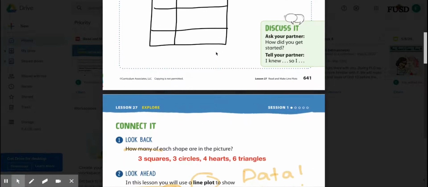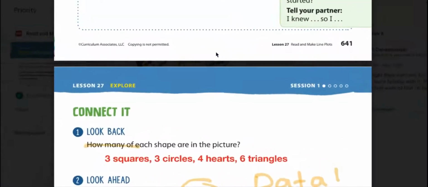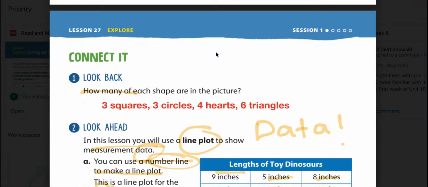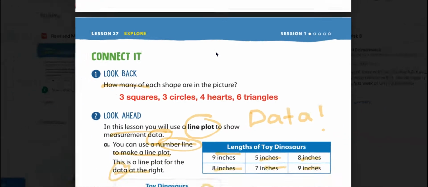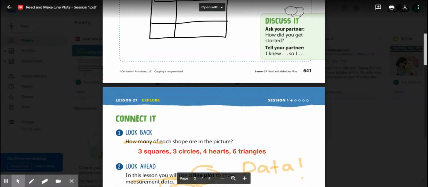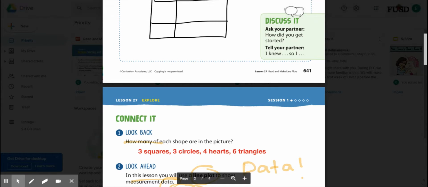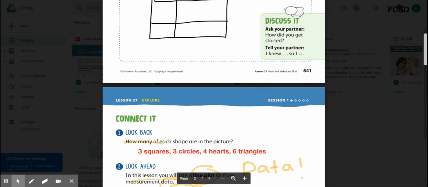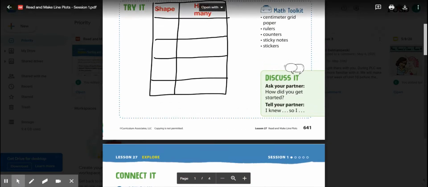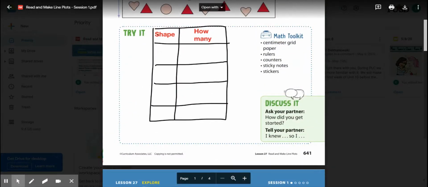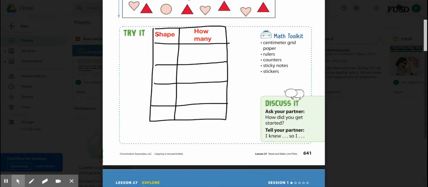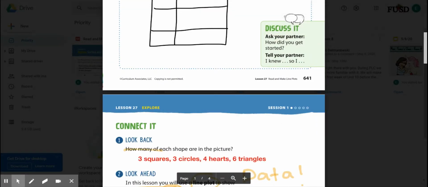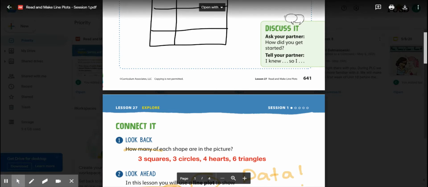All right, when you are all done with that, let's go ahead and connect it or understand a little bit more about what we need to be doing. So let's go back. It says, look back. How many of each shape are in the picture? So your graph should match my numbers. So there are 3 squares, 3 circles, 4 hearts, and 6 triangles. So up here I could have circle or square, 3, the word square, and how many? There are 3, and so on. So go ahead and pause, and I want you to make sure that you have this amount in your graph.